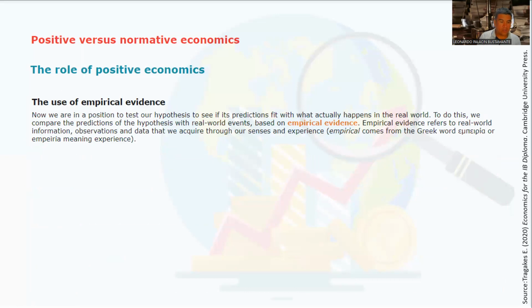Now, number 4, the use of empirical evidence. Now that we are in a position to test our hypothesis to see if its predictions fit with what actually happens in the real world, we compare the predictions of the hypothesis with real-world events, and this is based on empirical evidence. Empirical evidence refers to real-world information, observations and data that we acquire through our senses and experience. So empirical comes from the Greek word empeiria, meaning experience.